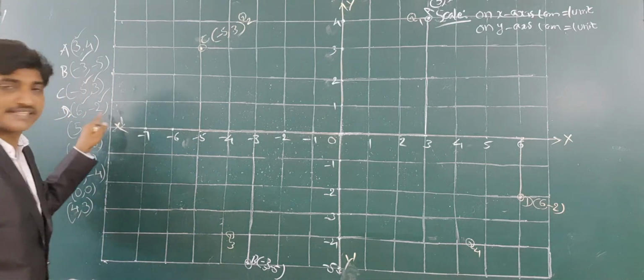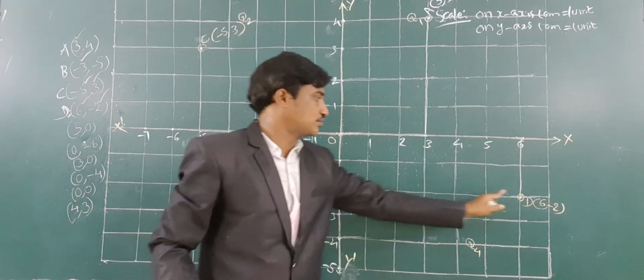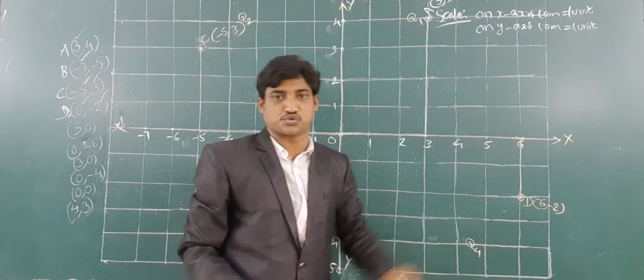Next, the fourth point (6, -2). X is 6, Y is -2. So the point is D (6, -2).